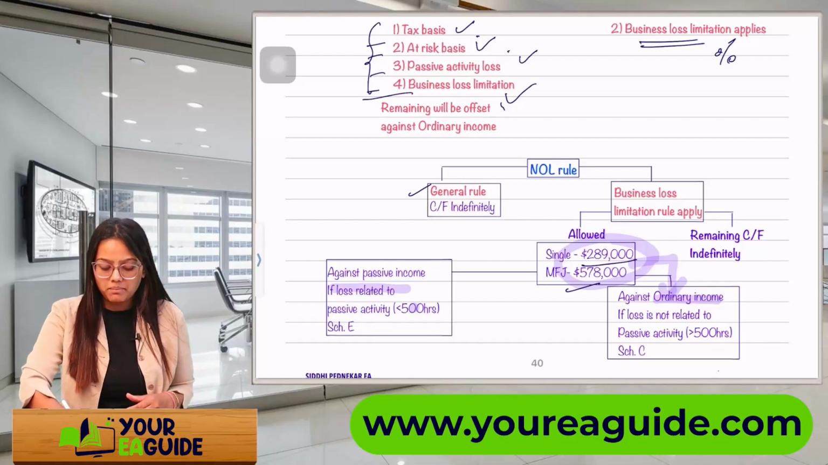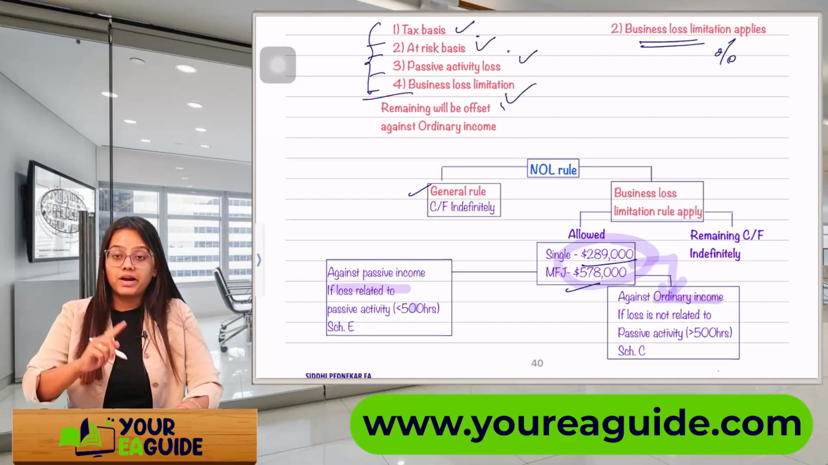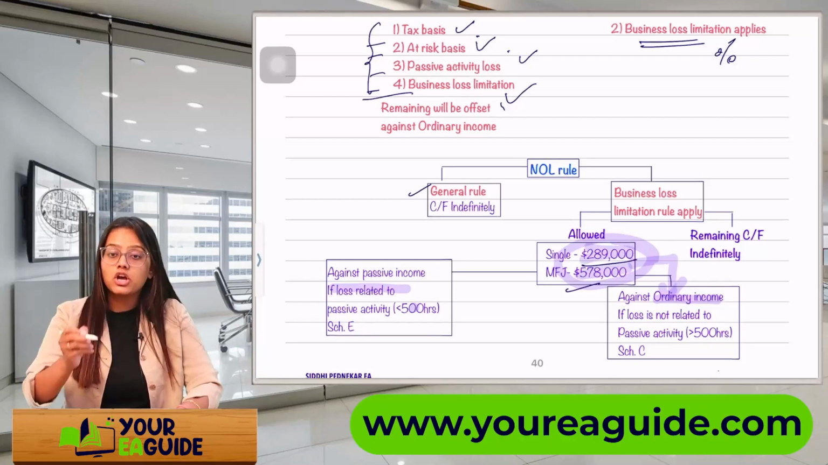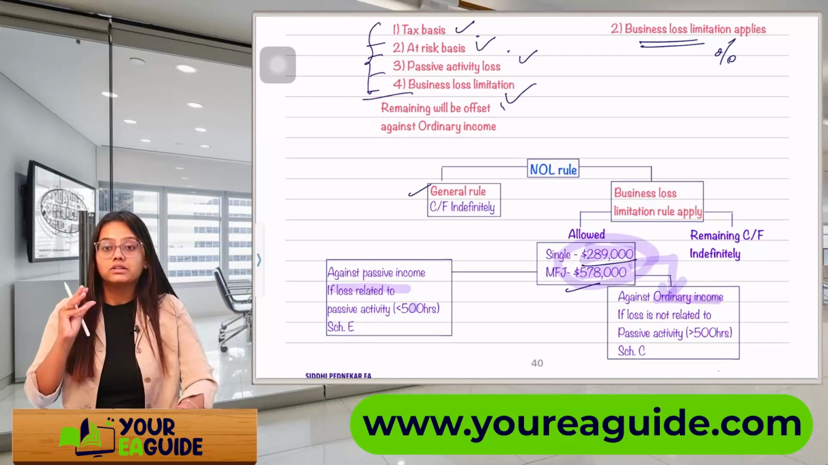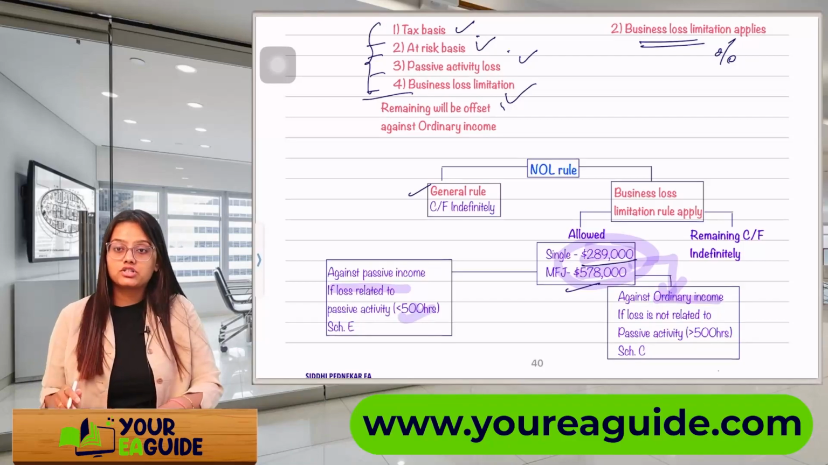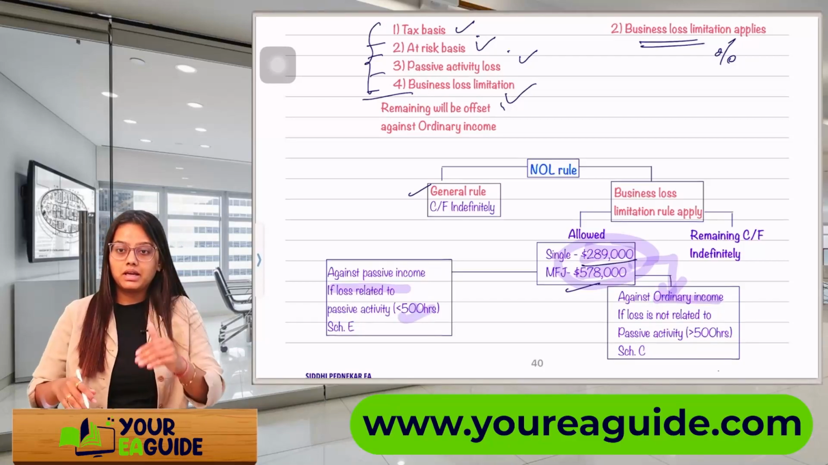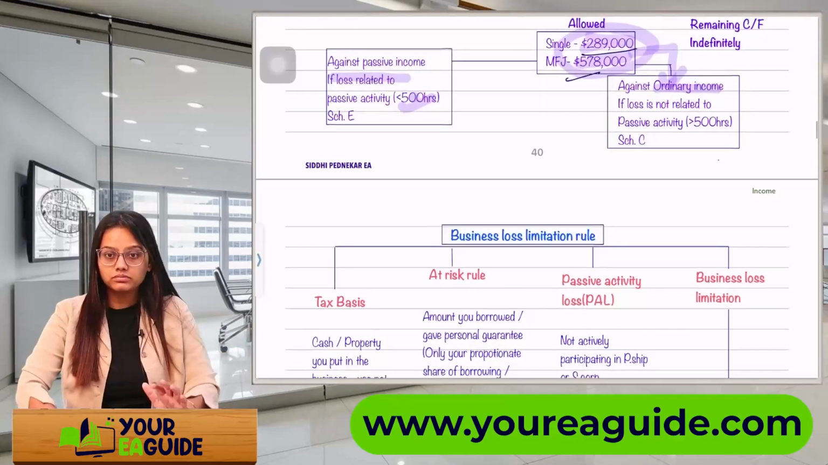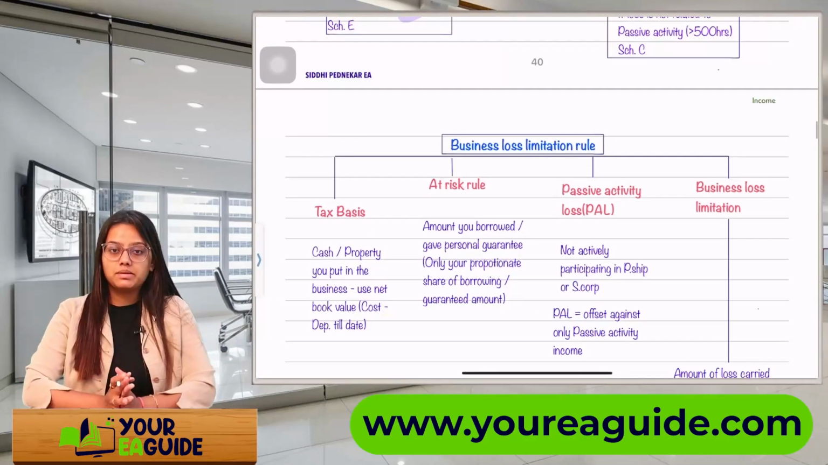Please remember these limits, 289,000 and 578,000. This much loss you can offset against either passive or active income, depending on the number of hours of participation. The remaining can be carried forward indefinitely. Okay. Next is the business loss limitation rule.